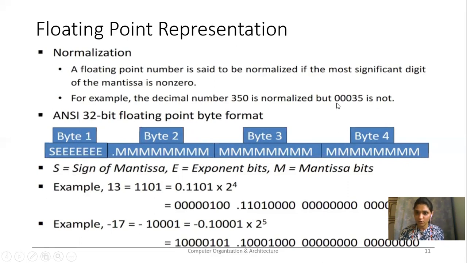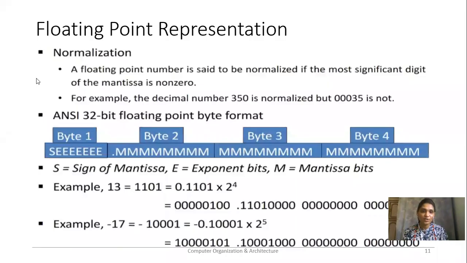But if you see 00035, it is not in normalized form because you have 3 zeros at the MSB. So the first digit should always be non-zero. Only then can you say that this number is in normalized form.